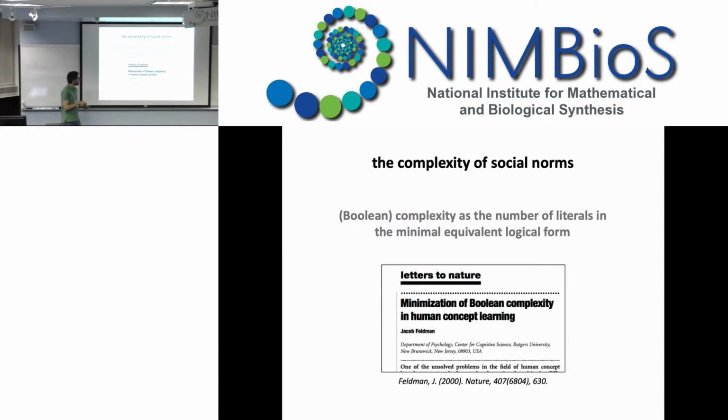So we got inspired by the work of 2000 by Jacob Feldman, who was looking at how easy or how hard it is for individuals to learn Boolean concepts. Boolean concepts are concepts that can be defined by a set of Boolean variables. Let's say that I have here an object that can be small or big, black or white, a triangle or a square. And the conclusion is that a relatively good heuristic to know if a concept is easy or hard to understand, to learn, is to translate the concept to a logic formula, minimize this formula, and count the number of literals. The more literals the formula has, the more difficult it is for this concept to be learned.